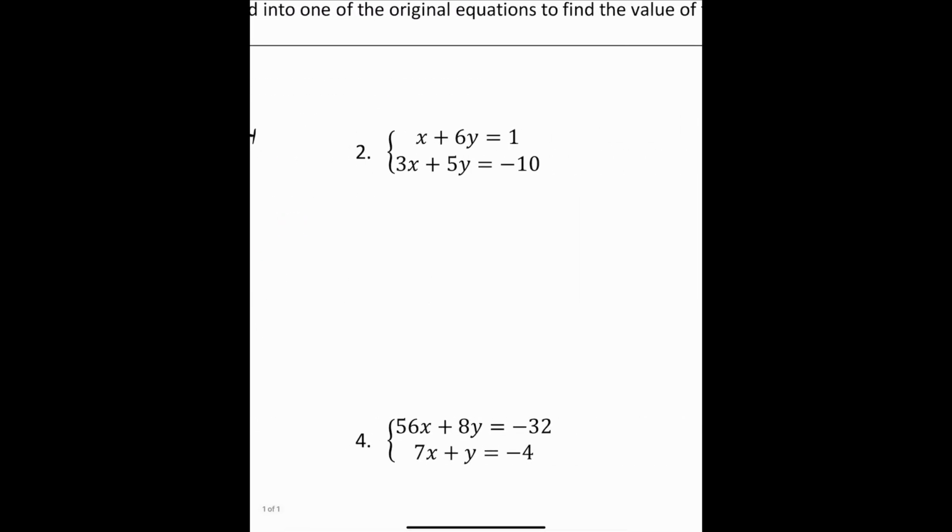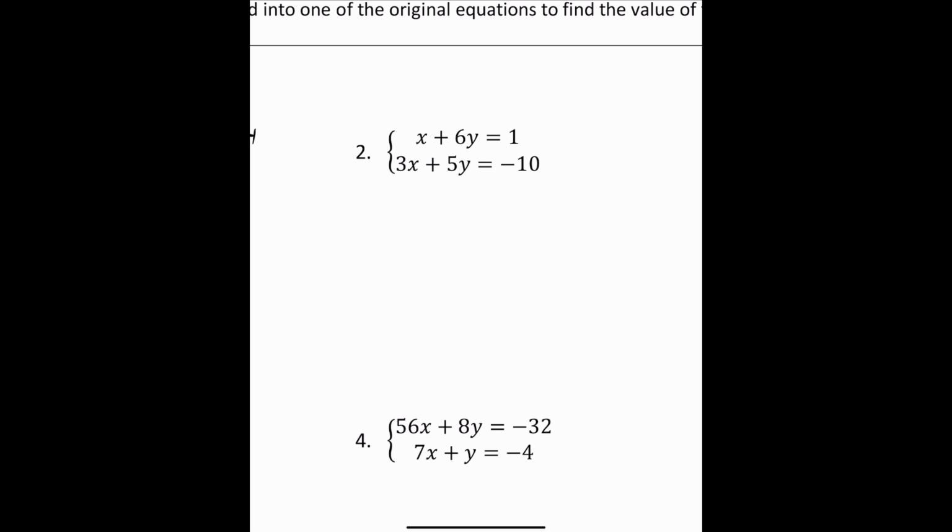Moving on to number 2, we have x plus 6y equals 1 and 3x plus 5y equals negative 10. Number 1 was pretty easy because step 1 was already done. We already have our opposites. However, with number 2, we don't have the opposites immediately. So remember, you're going to choose which one you want to eliminate. In this case, I'm going to eliminate the x's, and I can show you why.